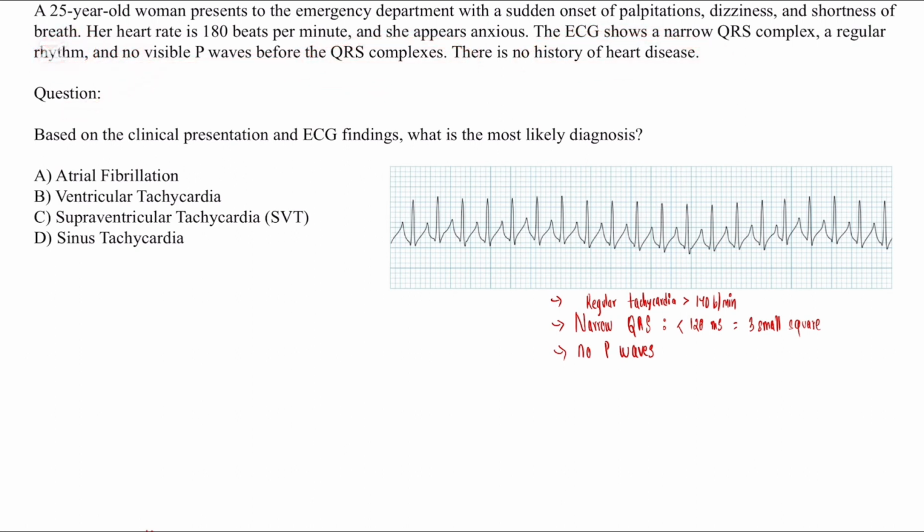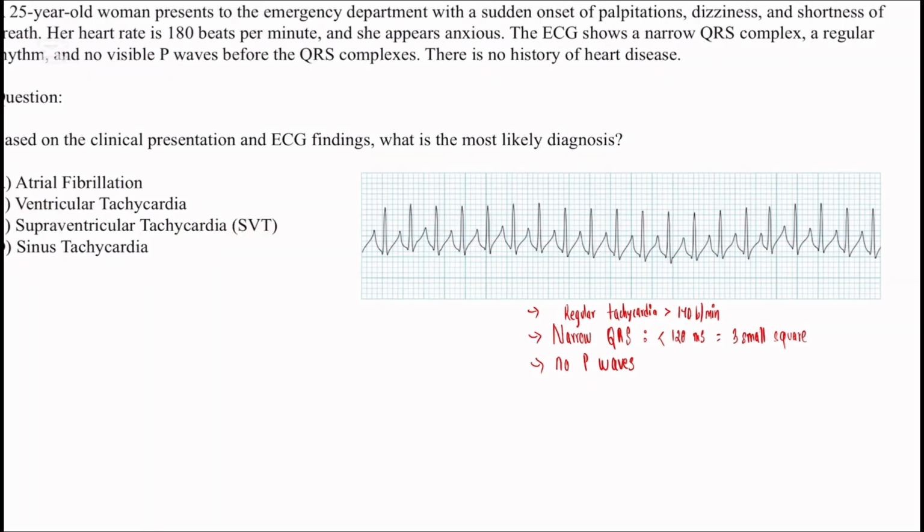Question. Based on the clinical presentation and ECG findings, what is the most likely diagnosis? A. Atrial fibrillation. B. Ventricular tachycardia. C. Supraventricular tachycardia, SVT. D. Sinus tachycardia. Answer: C. Supraventricular tachycardia, SVT.